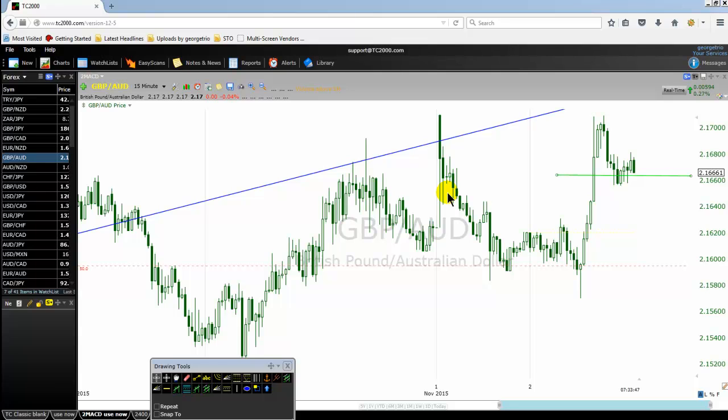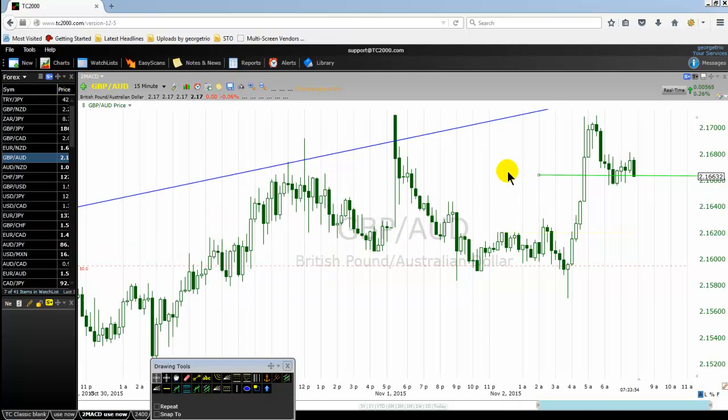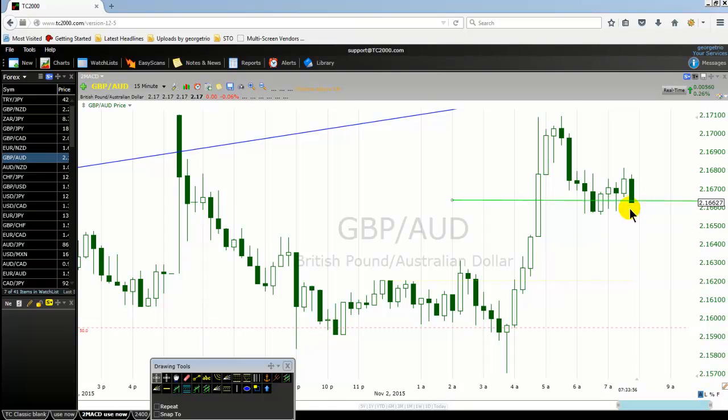So I'm using the 15-minute chart for my signal, and, that's it, my order is now filled, my friend. Okay, this order is now filled here. I am now in this trade at 21663.